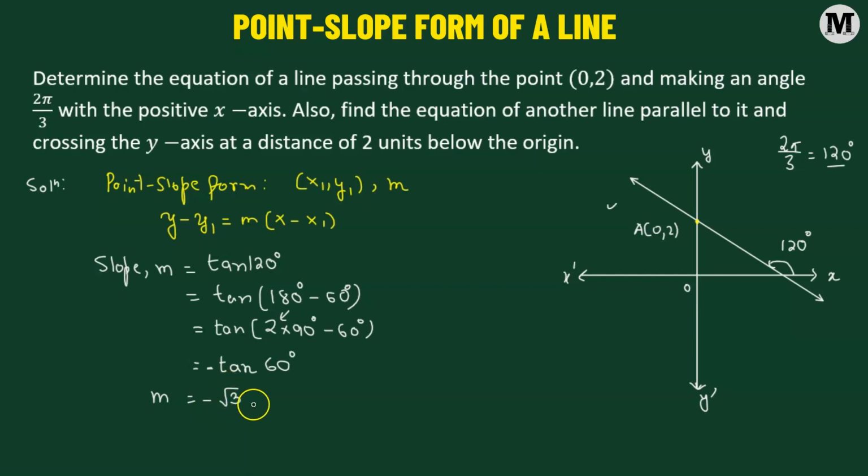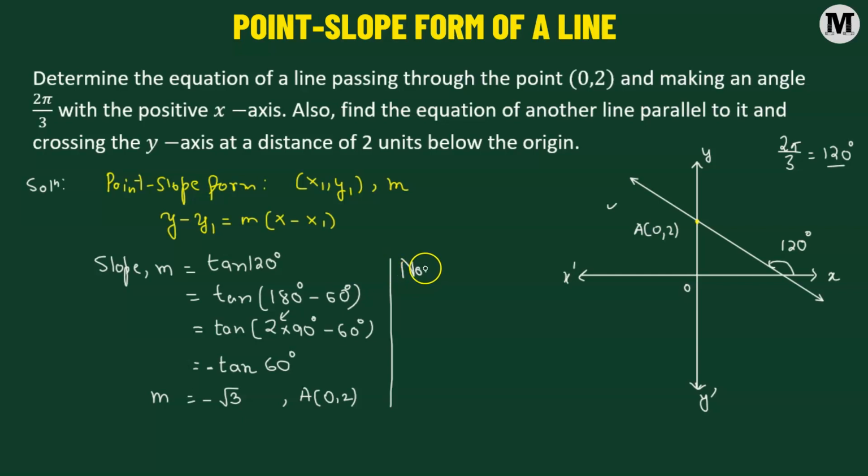This value makes perfect sense because whenever the angle that the line makes with the x-axis is an obtuse angle, the slope always comes out to be negative. Now we have the slope of the line. We also have the point A, (0, 2), through which the line passes. So we can obtain the equation of the line using the point slope form.